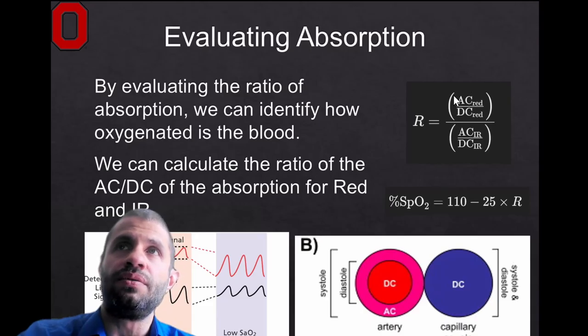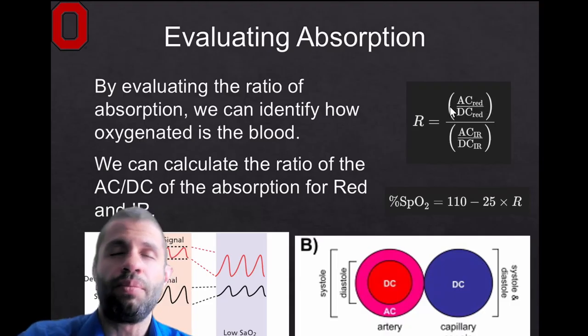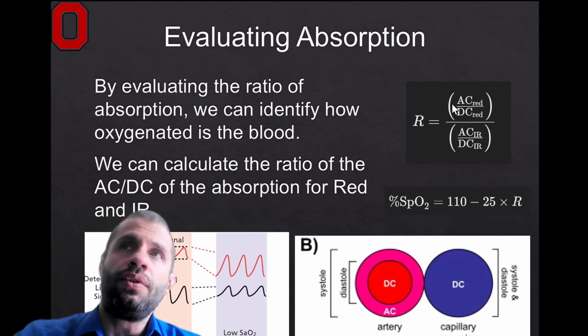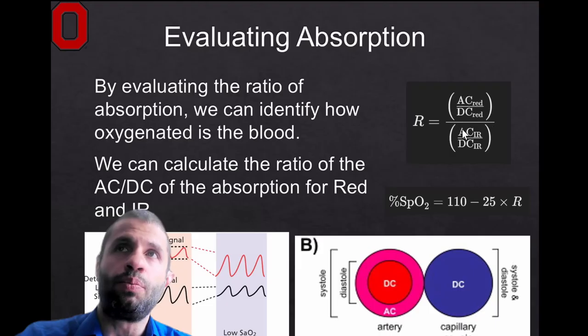So that is what we have here. We have the AC of red and the DC of red, and the AC of the infrared and the DC of the infrared. And in order to calculate SpO2, we have what is called the R ratio, or the ratio of ratios, which is the ratio, or the variability, if you want to think about it that way, of the red light versus the infrared light. And as I mentioned, this is going to give you a proportion. And we can go ahead and plug that into this equation to approximate what that SpO2 for that particular patient is.